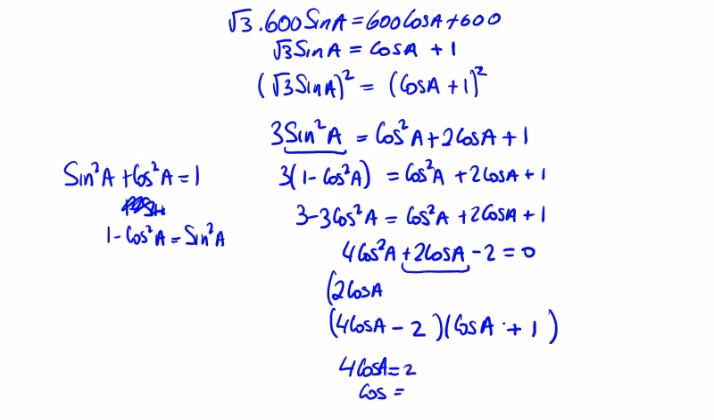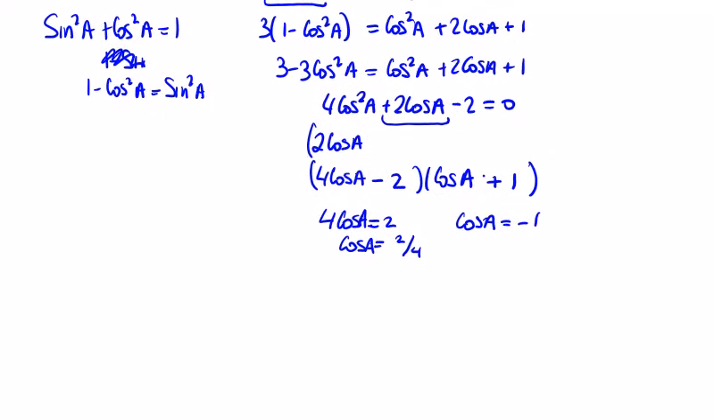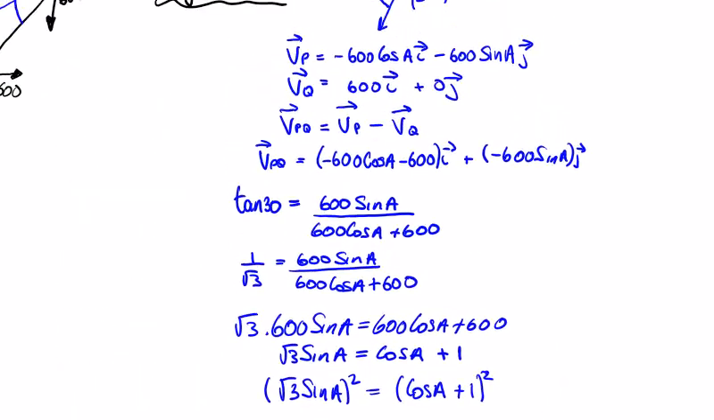Cos A is equal to 2 over 4. Or cos A is equal to minus 1. Well, that's not going to help us. That's going to be 180 degrees. What direction will it be going in then? So it's definitely this one. The cos A is equal to a half. So A is equal to 60 degrees. Now, let's jump back up here.